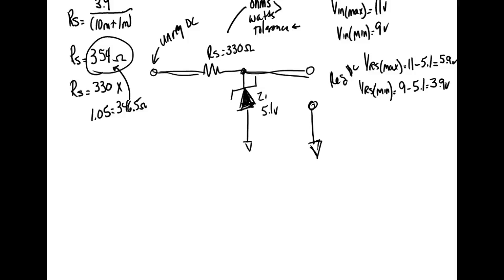Okay, so let's go ahead and calculate the wattage. So P of RS, and the formula I'm going to use is V squared over R. Now you can calculate current, but we're going to use the maximum voltage. That's when it's going to produce the most power. So I'm going to use 5.9 squared over, not the calculated value, but the value you end up using, right? Y'all understand? 330.